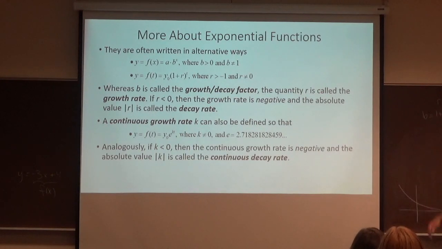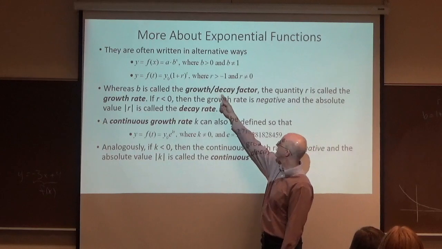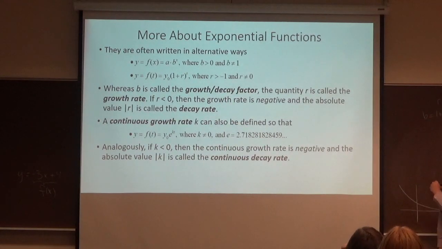Just like with R, if k is negative, then the continuous growth rate is actually negative, meaning the function is actually going down, it's actually decaying. And you'd say its absolute value is the continuous decay rate. You put the word decay. Again, it's a little confusing. It might have been best to just call this a growth factor and not put the slash decay in there. So I'm kind of being a little inconsistent here with the language.